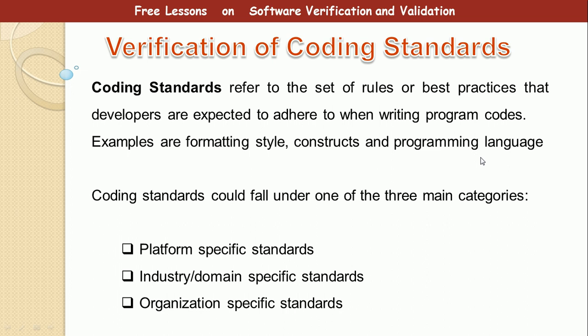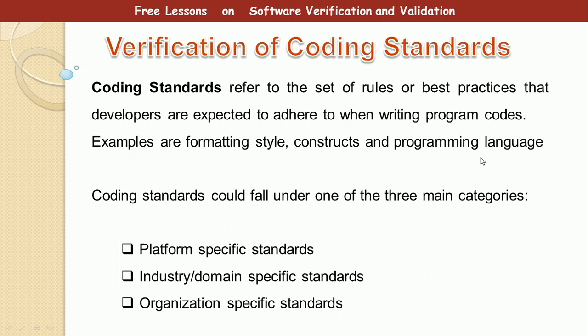So verification of coding standards checks your source code to see if it adheres to these coding guidelines. Now, coding guidelines can be platform specific, meaning that there may be some guidelines that apply to some platform. For instance, coding guidelines that apply to a web development platform may not apply to a Windows or desktop development platform. Then we have industry domain specific standards. For instance, the aviation industry or the field of avionics may have standards that don't apply to the field of manufacturing or to the field of drugs or pharmaceuticals. So different industries have different standards.